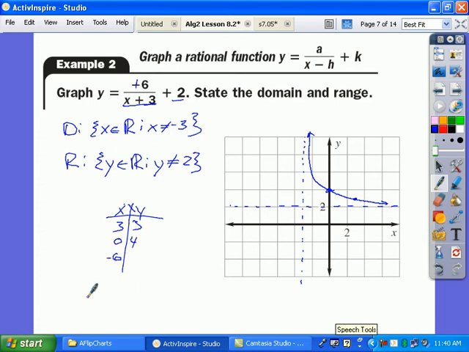If we pick a value like negative 4, negative 4 plus 3 is negative 1. 6 divided by negative 1 is negative 6. Plus 2 is negative 4. So negative 4, 4. So let's see, there's 0, 2, 4. And so it gives us a graph that does something like this. Okay. Again, the shape is named a hyperbola. Each piece is called a branch. And we did this based on our knowledge of transformations, plus 2 vertical shift, plus 3 horizontal shift 3 to the left. Okay.